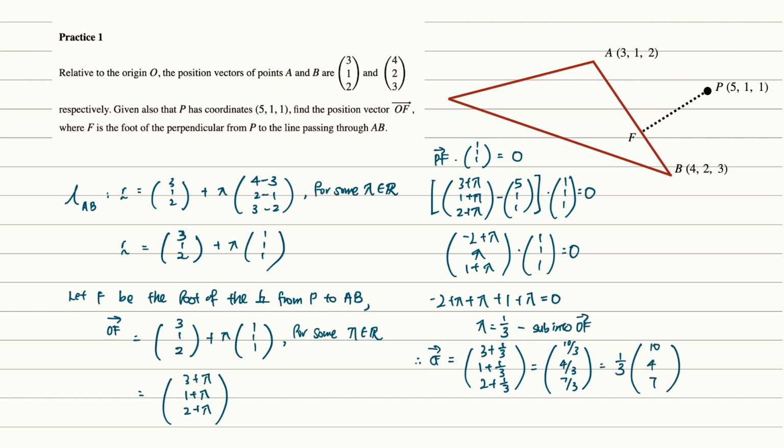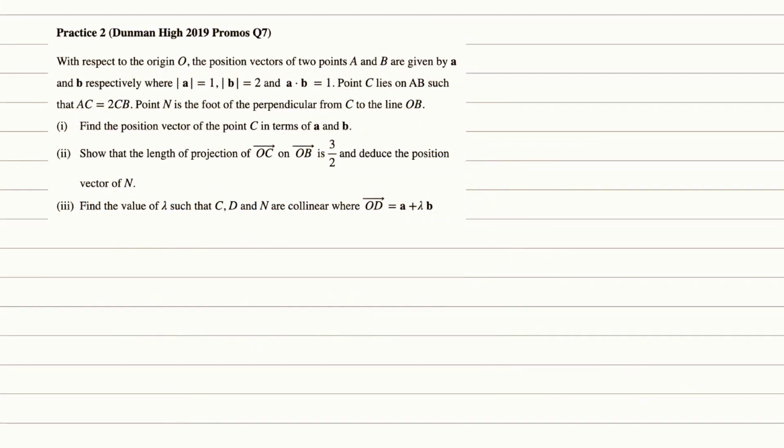So always check if you have answered the question. In this case, we have answered the question because all we need to find is the position vector of OF. Now let's move on to practice question number 2.